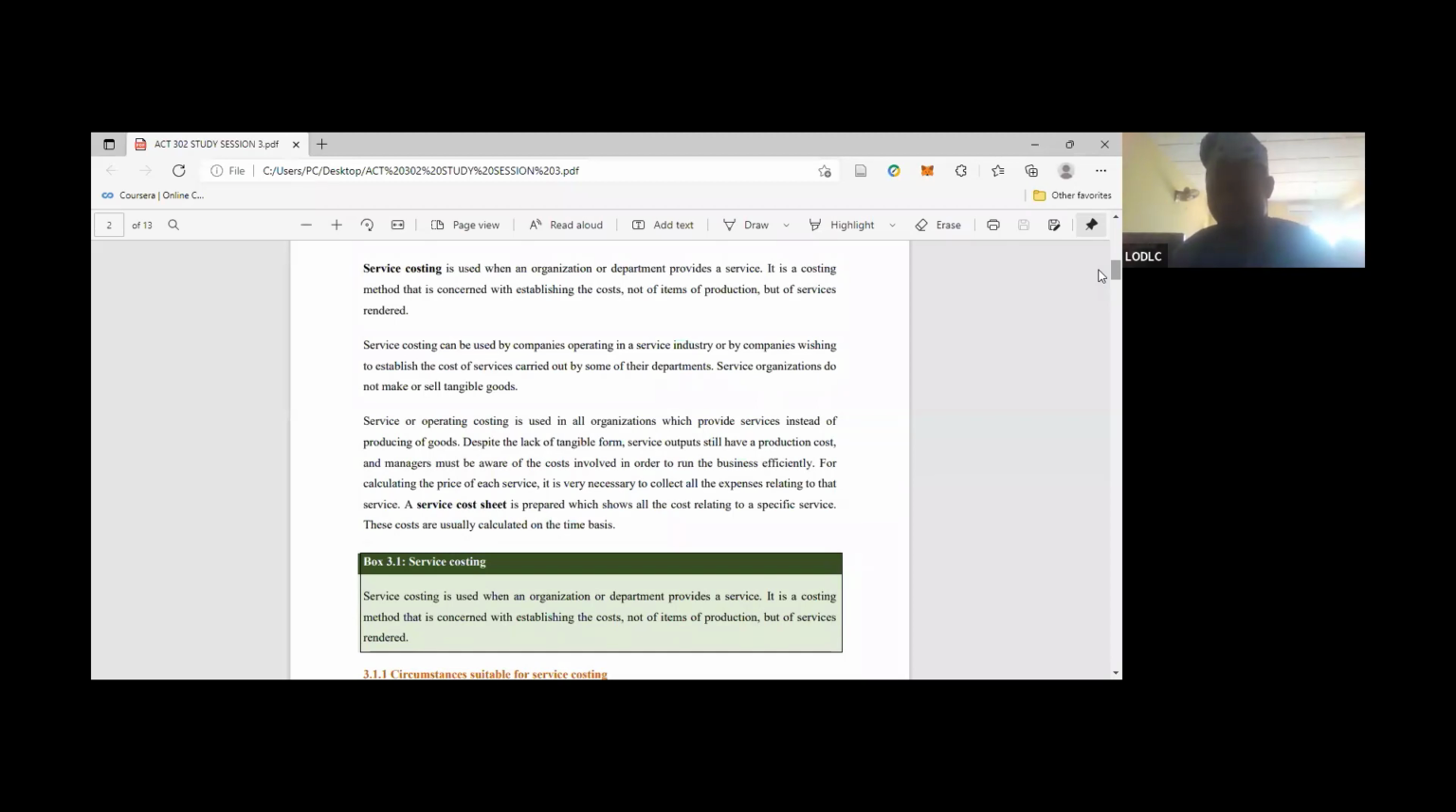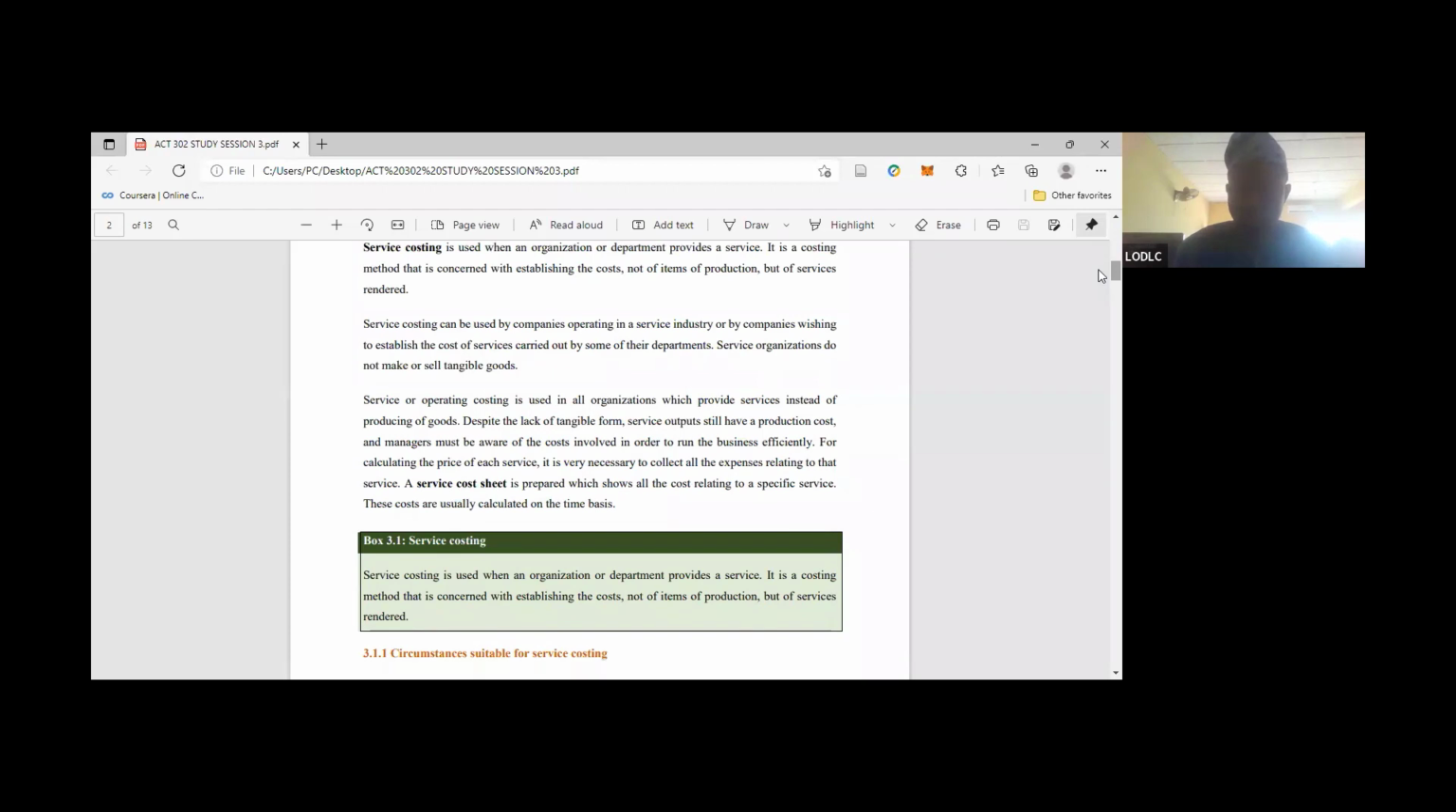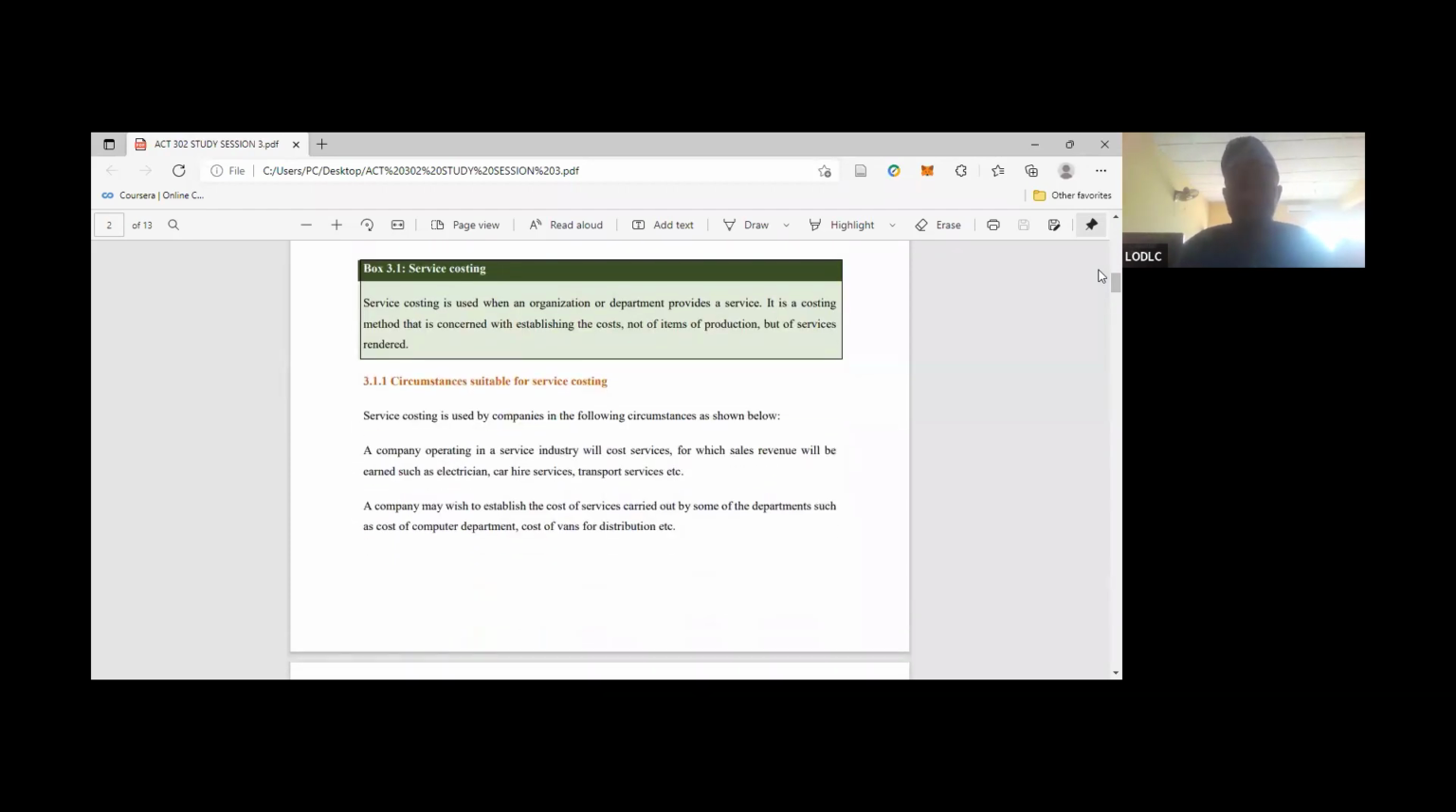Let me give you an instance. Look at the Zoom I'm using now. Do you understand? I'm using my data. All the prices of the expenses associated with this particular teaching have to be calculated. So a service cost sheet is prepared, which shows all the costs related to a specific service. Every expense that is related to this particular teaching now has to be recorded in a what? In a service cost sheet. So that is that about service costing.